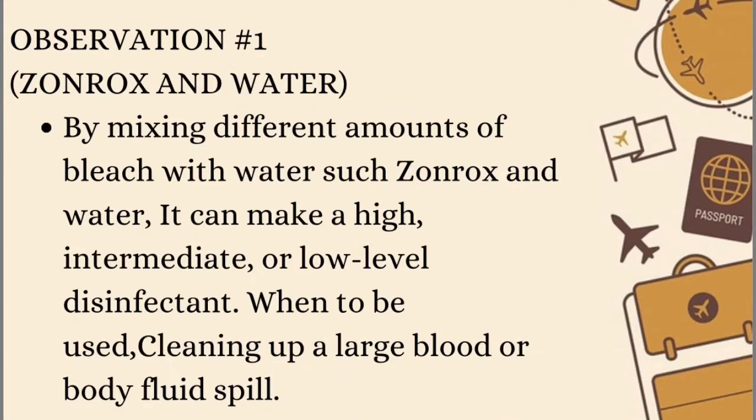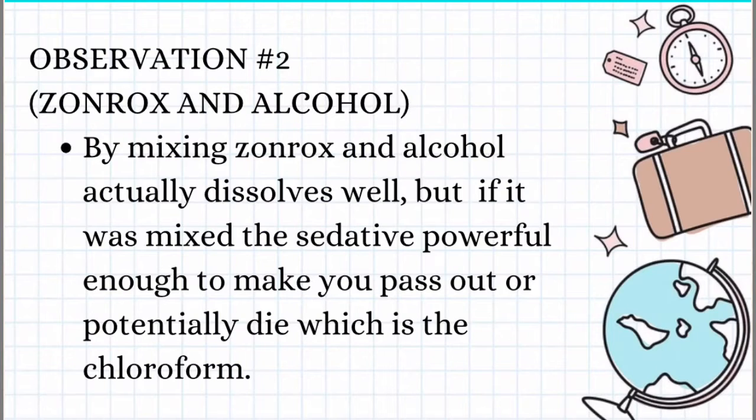Observation of Zonrox and water. By mixing different amounts of bleach with water, such as Zonrox and water, it can make a high, intermediate, or low-level disinfectant, to be used when cleaning up a large blood or body fluid spill. Observation of Zonrox and alcohol. Alcohol and Zonrox actually dissolve well, but if mixed, they make a sedative powerful enough to make you pass out or potentially die, which is chloroform.